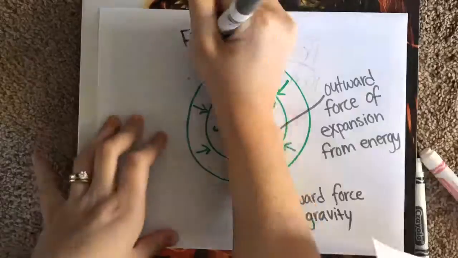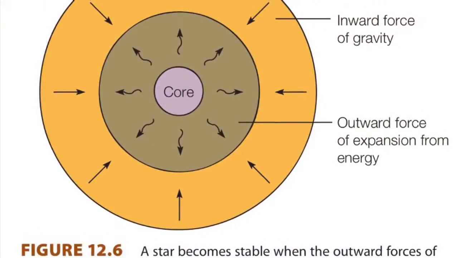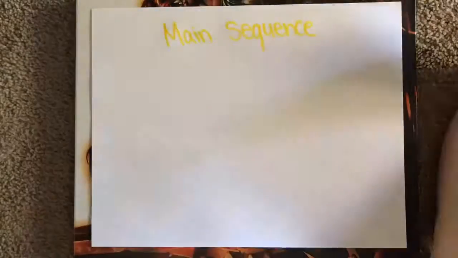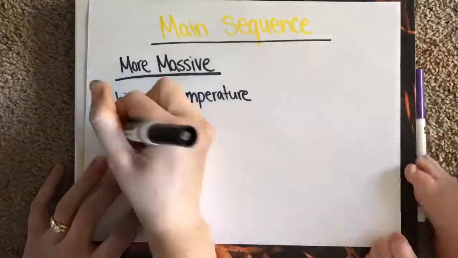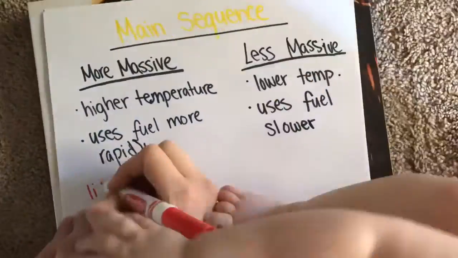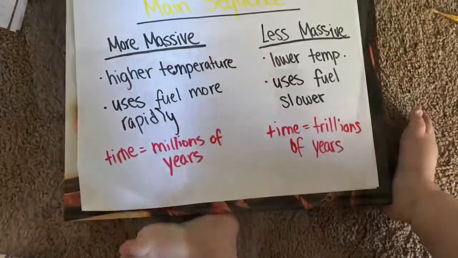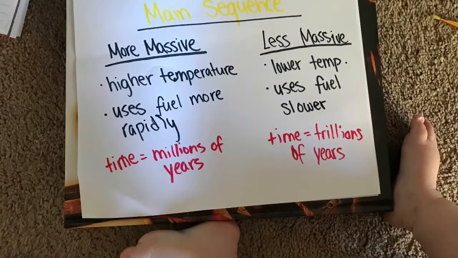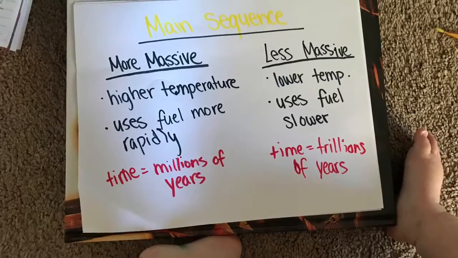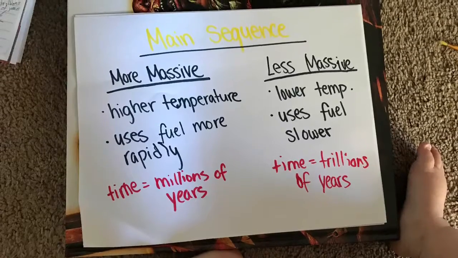The main sequence stage is where we see how mass determines the lifespan of a star. The more massive stars have higher core temperatures and use up their hydrogen more rapidly, as they shine at higher surface temperatures, whereas less massive stars shine at lower surface temperatures and use their fuel at a slower rate. The overall lifespan of a main sequence star ranges from millions of years for O-type stars to trillions of years for M-type stars.